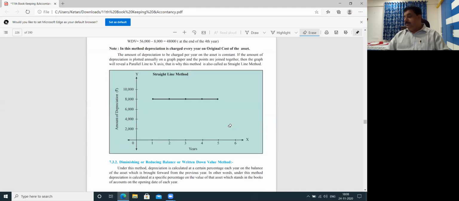Number three. When depreciation is transferred to profit and loss account. Entry: profit and loss account debit to depreciation account.